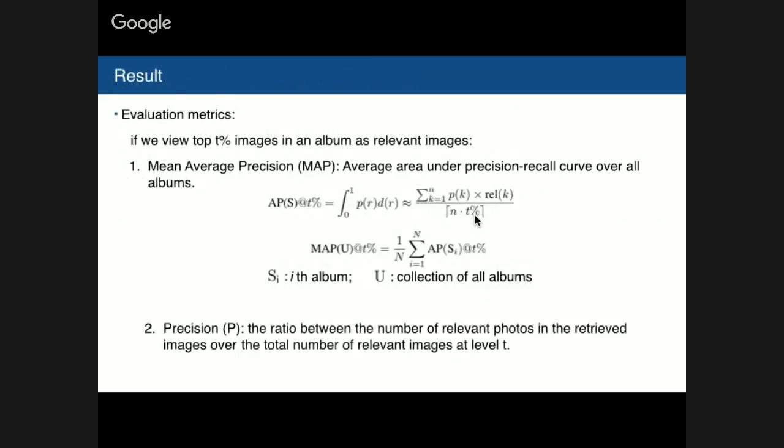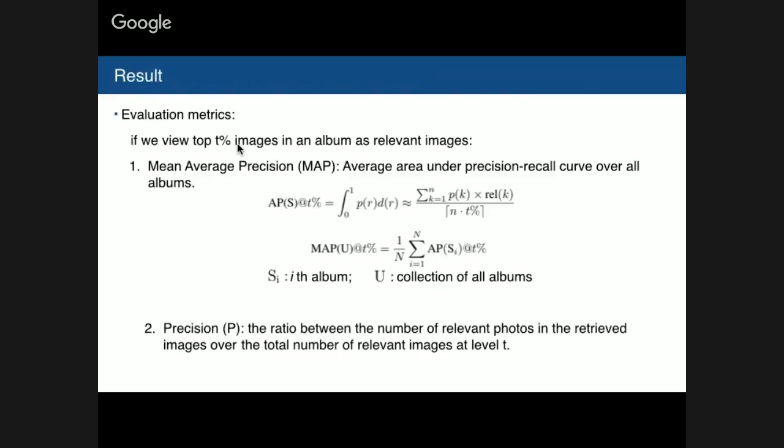Okay, so this is the end of the approach. Then I want to show many results comparing our result with many different baseline methods. But before that, we have to decide the evaluation metrics. Here we have two. If we think the top T% images in one album are relevant images, remember this hyperparameter T here, then we can have two different evaluation metrics.